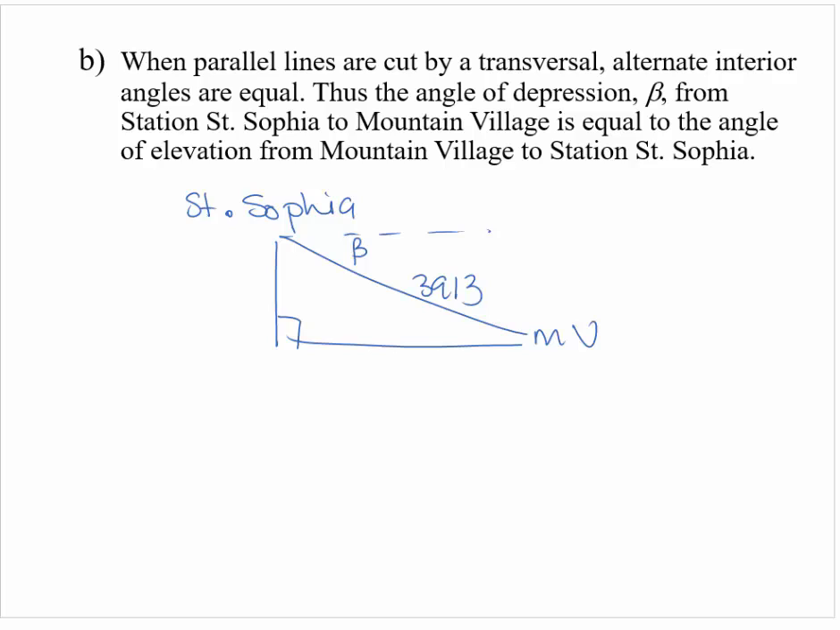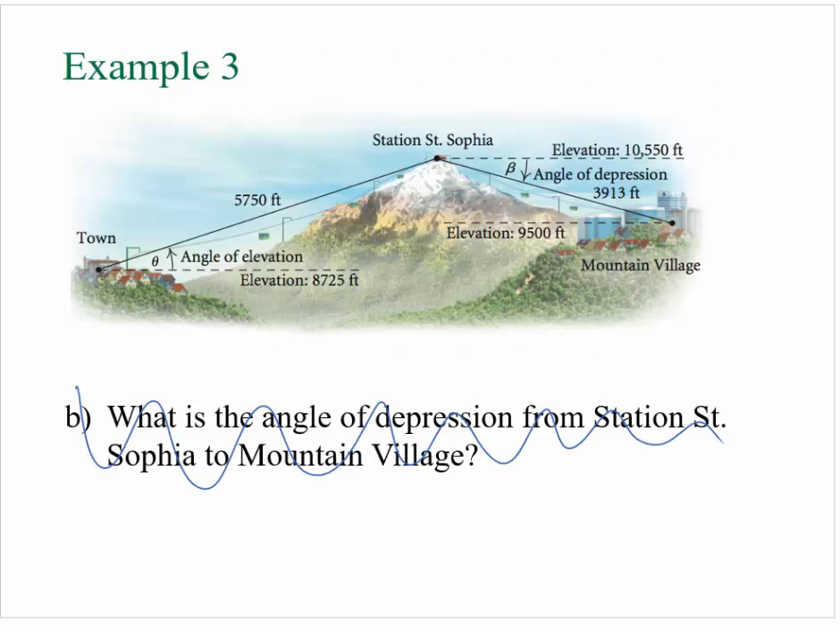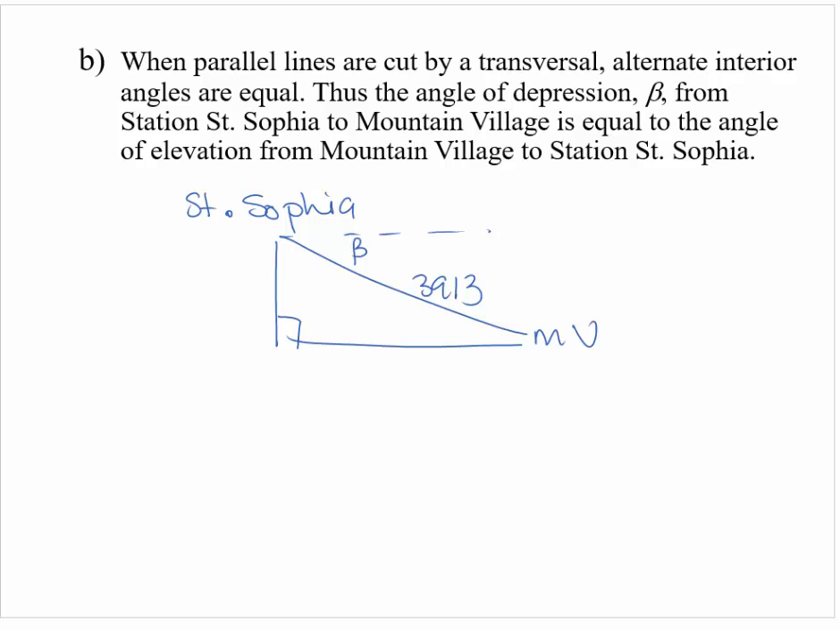For the next question, we're first talking about now St. Sophia and the mountain village on the right-hand side. And we see that we have 3,913 between the two. We're also told that Mountain Village has an elevation of 9,500, and we already knew that St. Sophia was at 10,550. So therefore, to find this side, we're going to subtract those two numbers. And that gives us 1,050 feet.